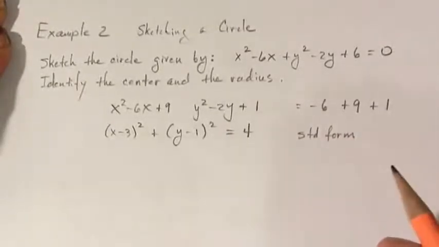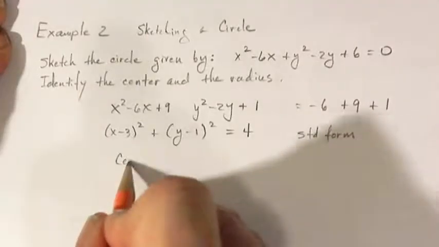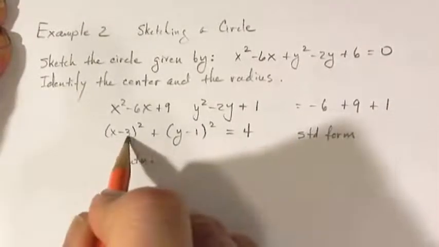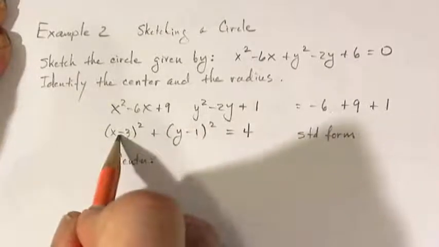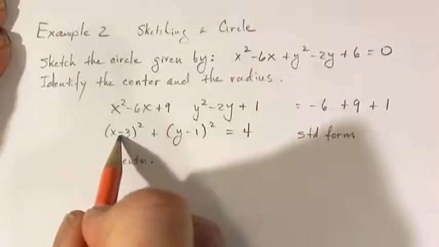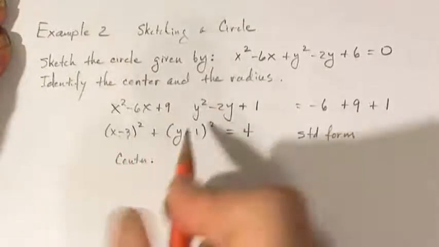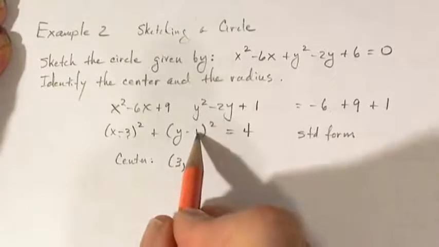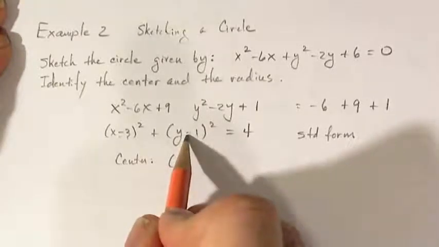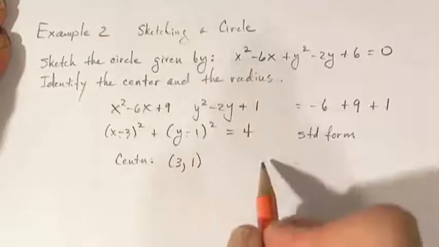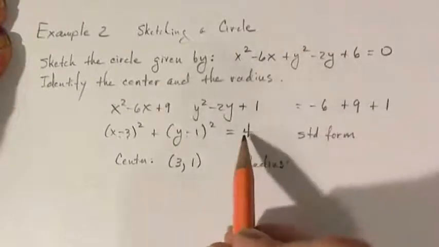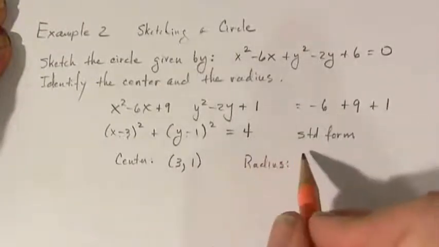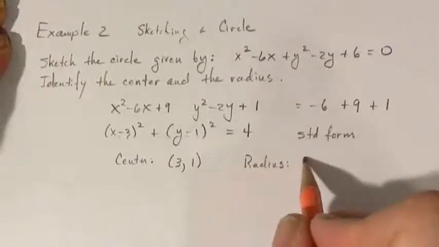Well, some of the things that we can tell from the standard form is that the center is h and k, and remember the formula has minus in it, so this minus is not with the 3. This minus doesn't mean this is a minus 3. This is subtraction, and the h is 3. So this is 3, this is the k, the minus goes with the equation, and this is a 1. Then the radius, well, since this is r squared, the radius must be the square root of 4, so the radius is 2.